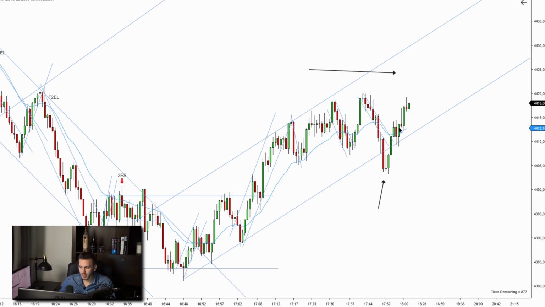No, you want to see a little bit deeper pullback. You want to see a pullback over here to the EMA, so you get room to these highs, and then you want to go long. I cannot go long at the very top of the move, close to this resistance right here.